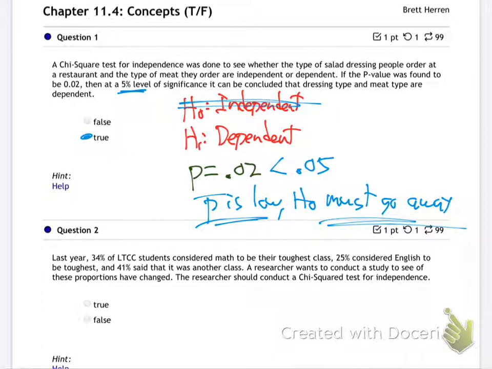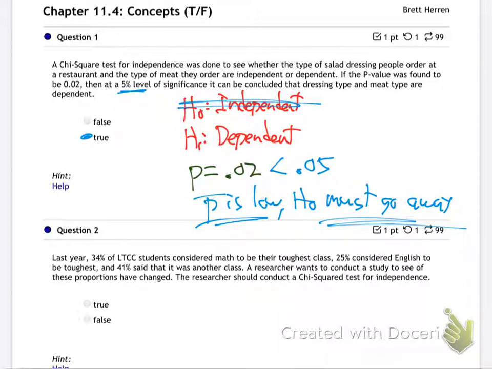Last year, 34%, this is Lake Tahoe Community College students, considered math to be their toughest class. 25% thought it was English, and 41% said it was something else. A researcher wants to conduct a study to see if these proportions have changed. The researcher should conduct a chi-square test for independence. Is that true? So now they're going to make us think about these different tests we've learned.